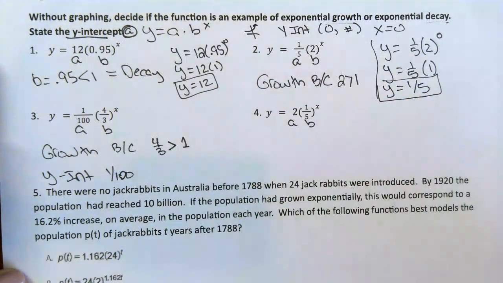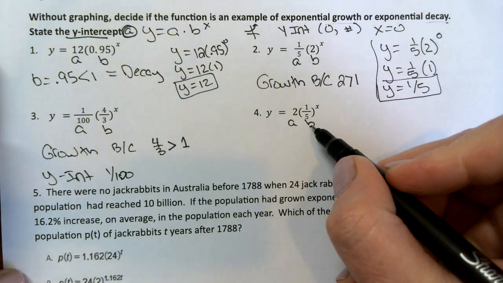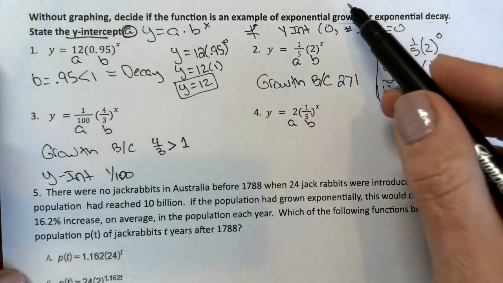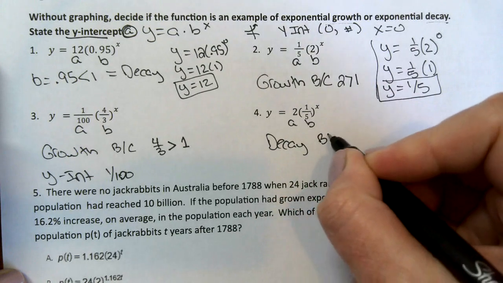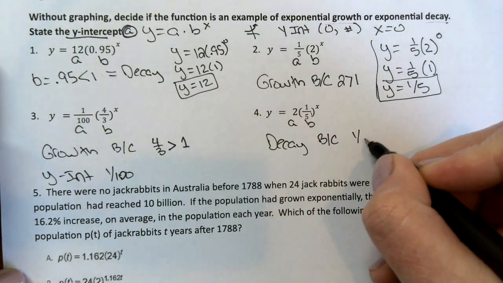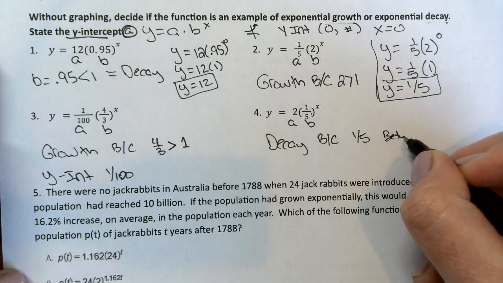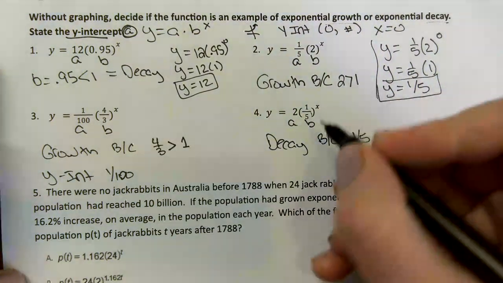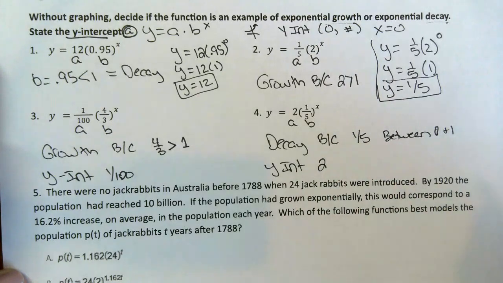There's my A, there's my B. My B determines my growth or decay. 1/5 is between 0 and 1. So I have a decay function because 1/5 is between 0 and 1. I know that my y-intercept is at 2 because that is my A.